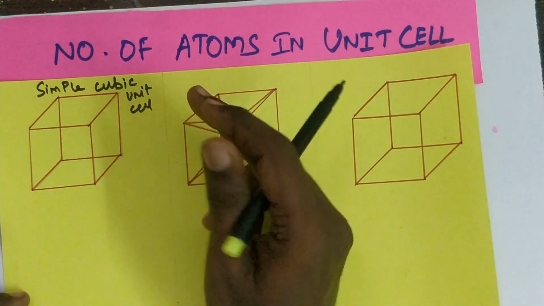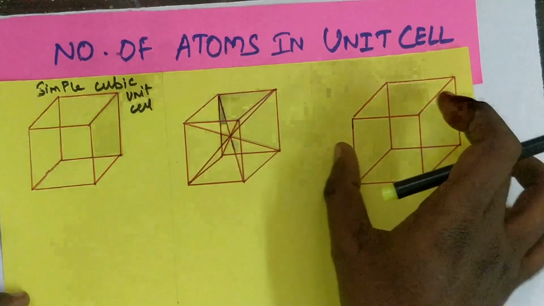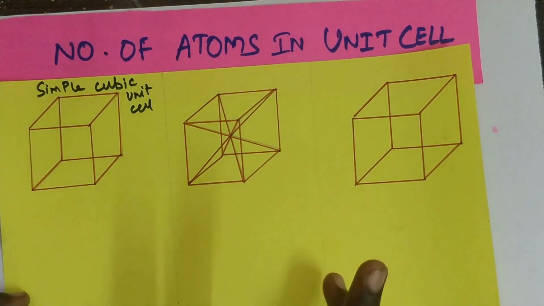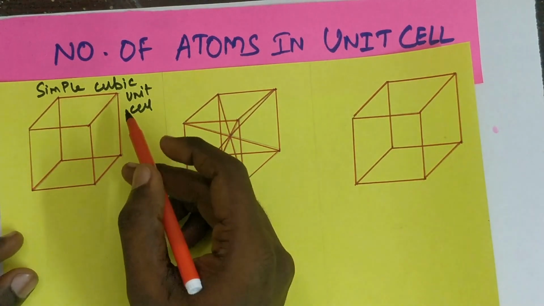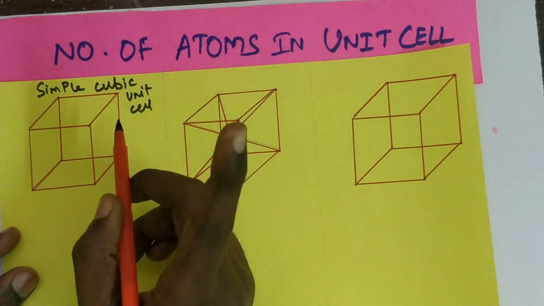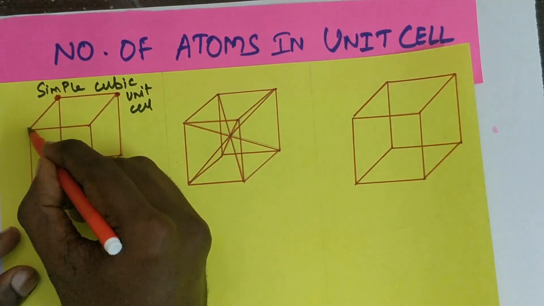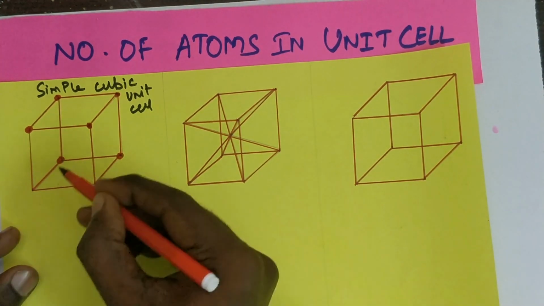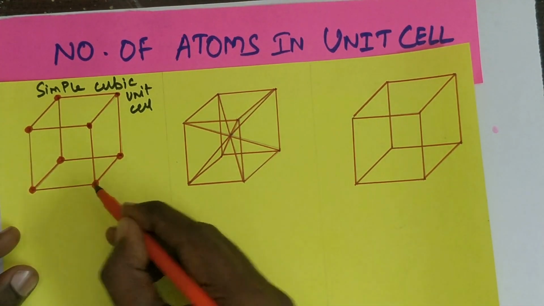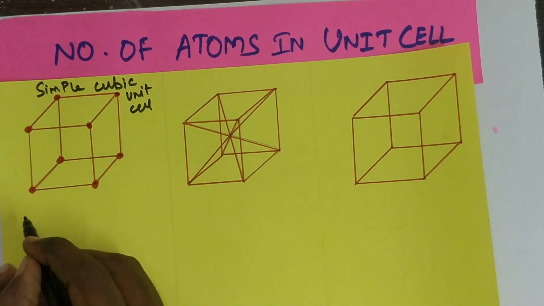Calculate the number of atoms in simple cubic, or calculate the number of atoms in body center, face center. A separate 4 mark or 3 mark question is possible. Important topic. First case, the simple cubic unit cell. Already I mentioned, in primitive, atoms are present only at the corners. So in this unit cell there are 8 corners: 1, 2, 3, 4, 5, 6, 7 and 8.